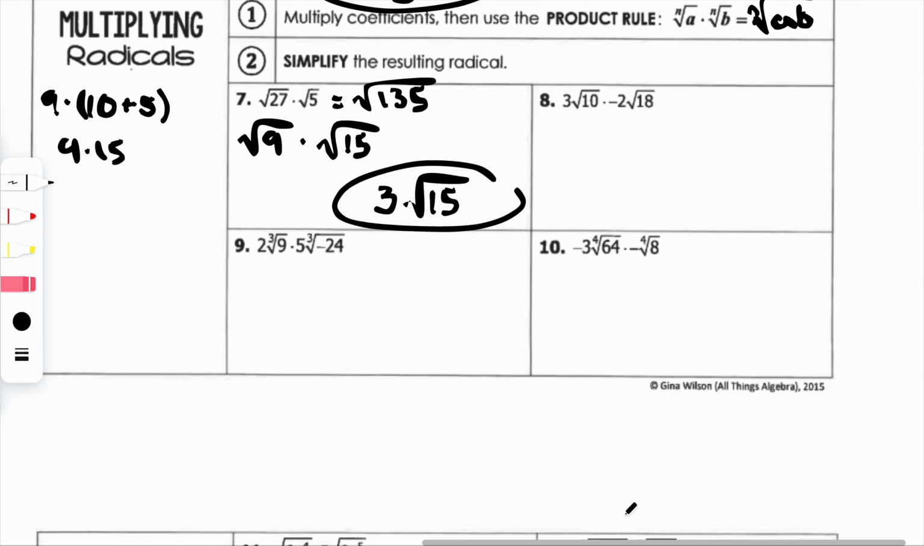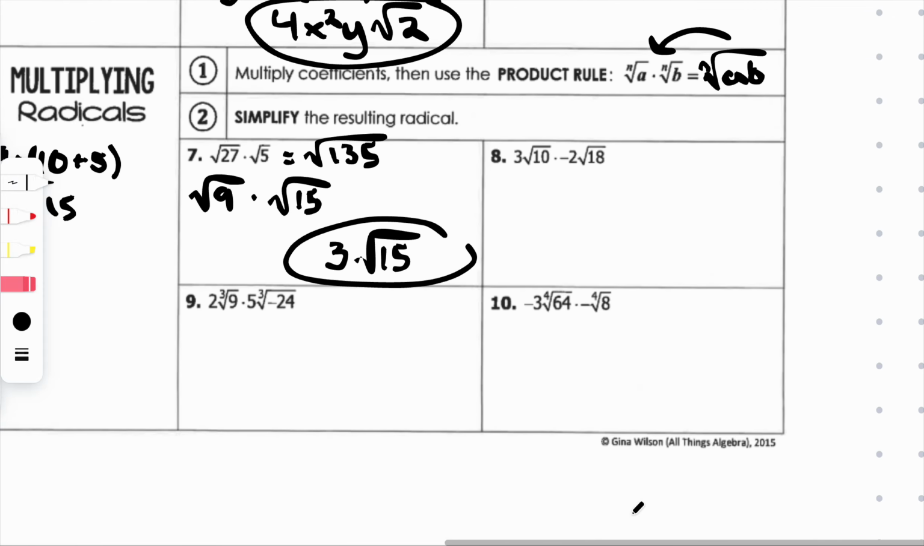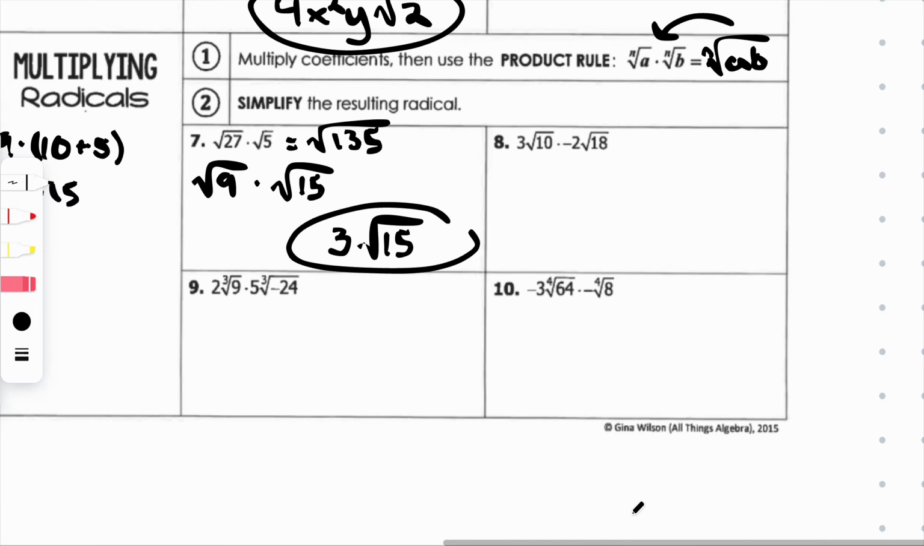Okay. Now let's do number 10. So we first want to multiply the coefficients. And our coefficients are -3 and -1. Right, when you have this negative sign out front, that's essentially like saying -1. -3 times -1 is just going to give us +3. So I'm just going to write that as +3. Now, we can multiply these out, 64 and 8, and try to find the fourth root of that.